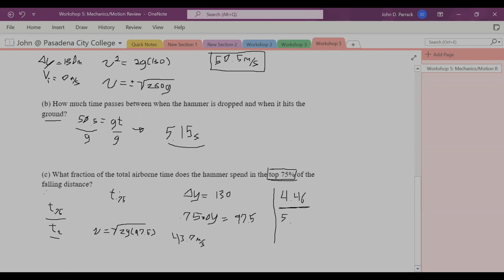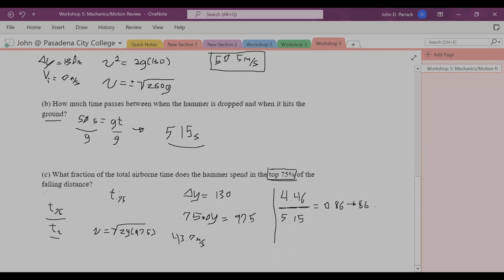If we divide 4.46 by 5.15, what does that give me in my calculator? We have the answer. I divide it by 5.15. I get about 0.86, which is exactly matching our prediction. I get 0.86, which is to say, multiply by 100, it takes 86% of the falling time.